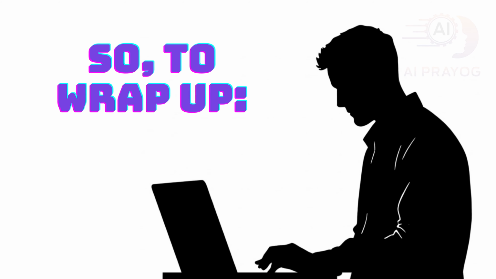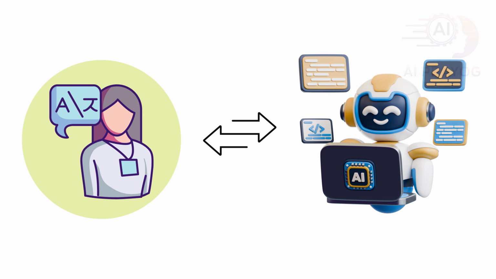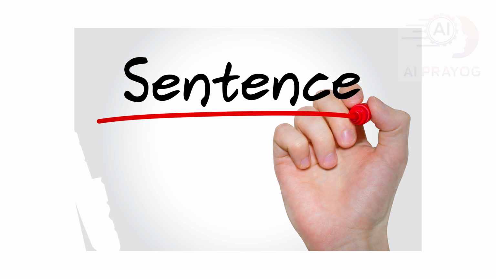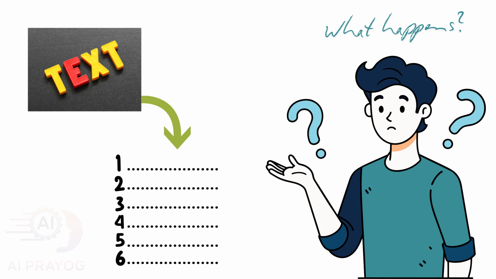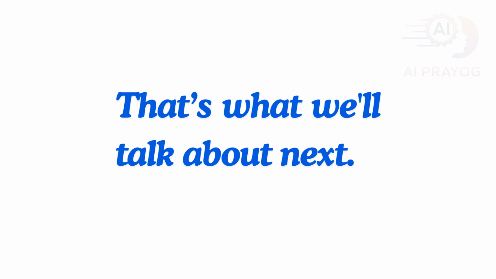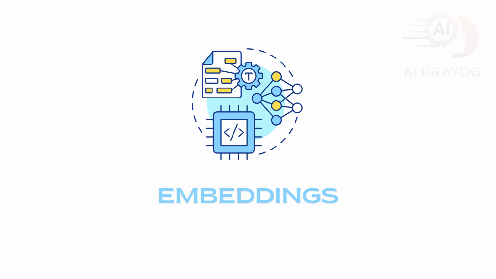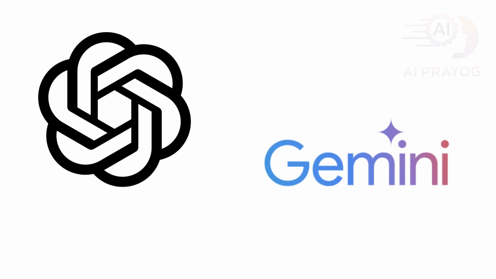So, to wrap up, tokenization is the absolutely critical first step in making human language understandable to an AI. It's the process of turning sentences into numbers, and it's what allows LLMs to process information efficiently without getting lost in new words. But what happens after a text is turned into a list of numbers? That's what we'll talk about next. We'll explore how those numbers get turned into rich, meaningful representations called embeddings and how they power the incredible transformer architecture that underpins models like ChatGPT and Gemini.